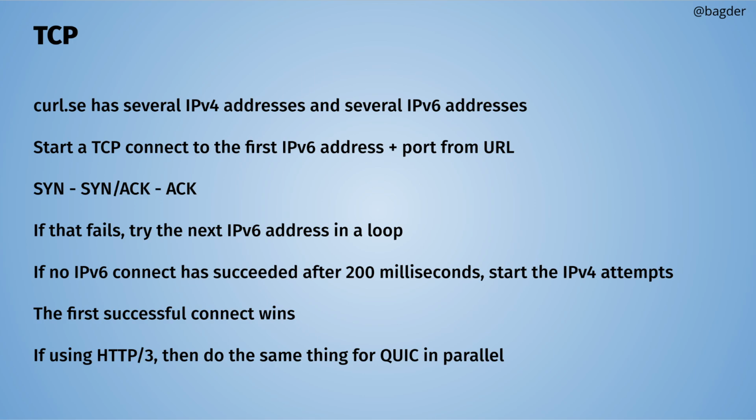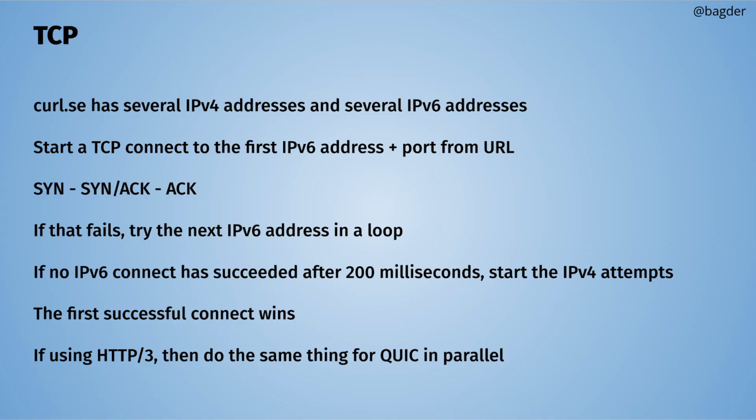And I mentioned TCP, it says TCP on the top of the slide here, but if we would have asked curl to try HTTP3, it would have done the same thing for QUIC as well, in parallel with the TCP attempts. So then it would have tried IPv6 and IPv4 at the same time. So a lot of different things happen here in a way to make sure that we connect to a working IP address pretty much as soon as possible, with a preference for the IPv6 one.